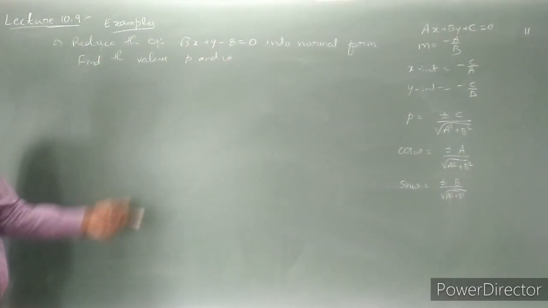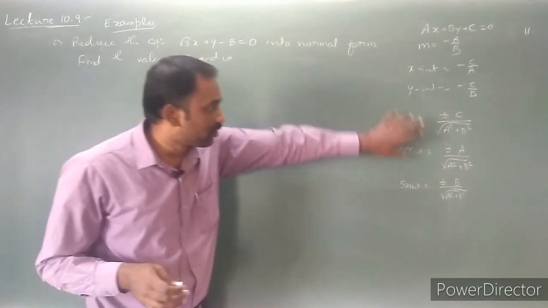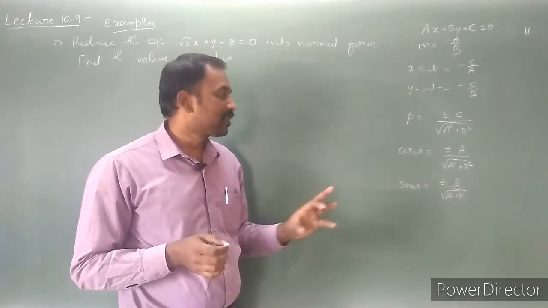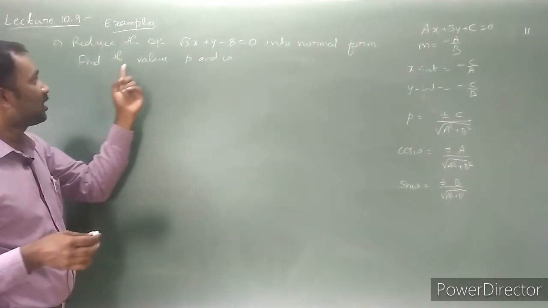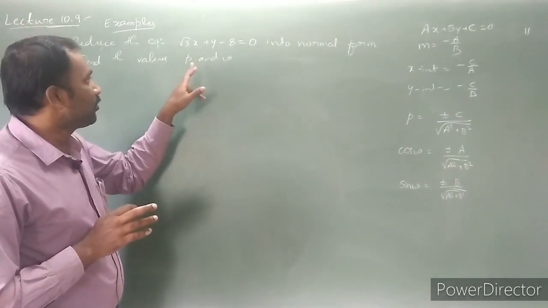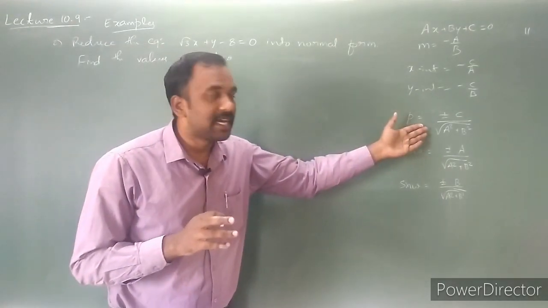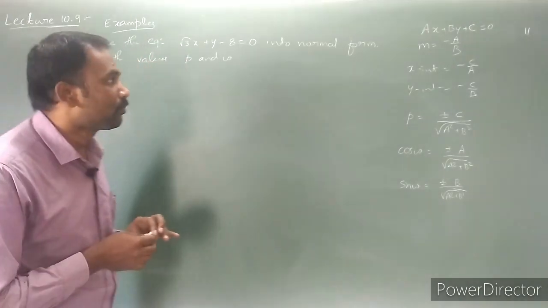So here, what is that? Reduce the equation. We need to do the process. How do we find it? This p, cos omega, sin omega, that process we need to do. And afterwards they are asking to find the value of p and omega. If they directly ask for the value of p and omega, you can directly use the formula. But here it says reduce, so we have to do the process.